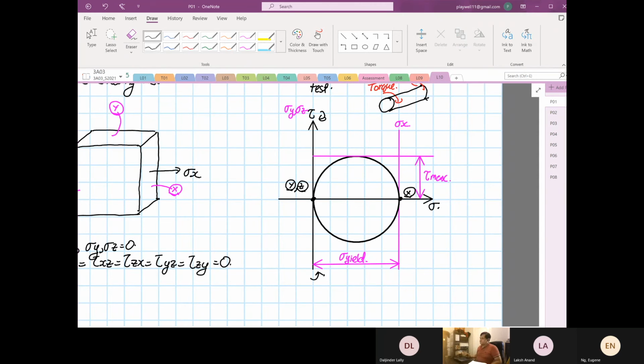Anyone? Anyone? Only the two of you. Dajinder and Lux, what can you tell me about tau max? You there? Anyone? Hello? Can you hear me? Or is the network down? We can hear you. It's just that I have no idea. So what can you say about tau max? Anyone?